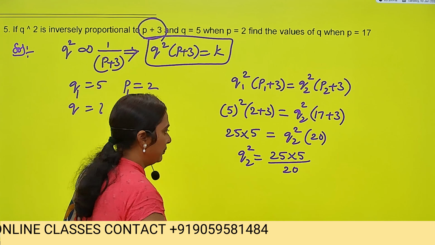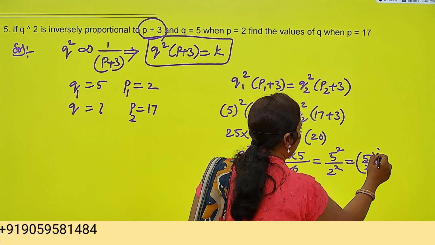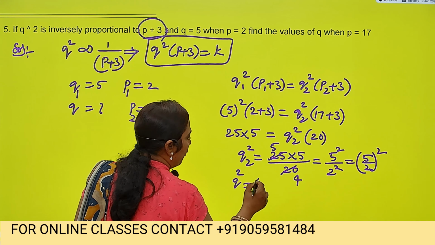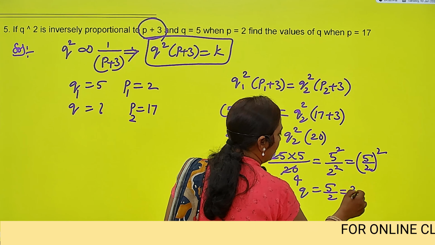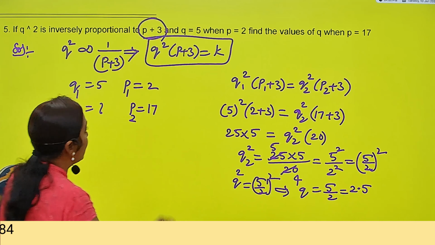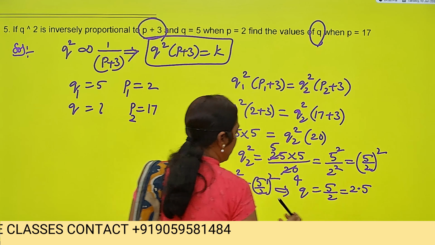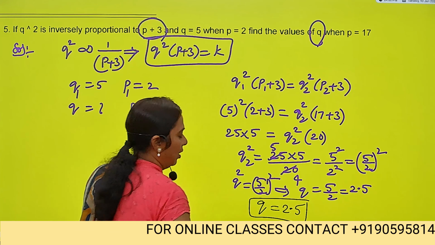5 fours are 20, 5 fives are 25. We can write 4 as 2 square and 5 into 5 as 5 square. It is equal to 5 over 2 whole square. So q2 square equals 5 over 2 whole square. From this, what is the q value? 5 over 2 is equal to 2.5. So what is the answer here? Find the value of q. q equals 2.5 is the answer. Okay.